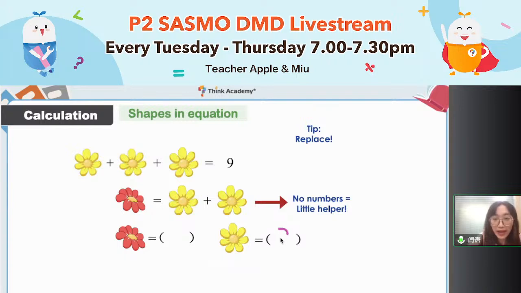So we just write it down 3. And after that, you can get, okay, yellow flower, 3. Another yellow flower, another 3. So add them together, we can get a red flower equals to 6, okay? Again, what is the key point? The key point is to replace. How can you find the little helper? Little helper, that is the equation without numbers, okay? This is the second key point.